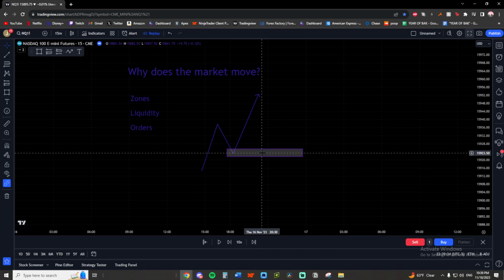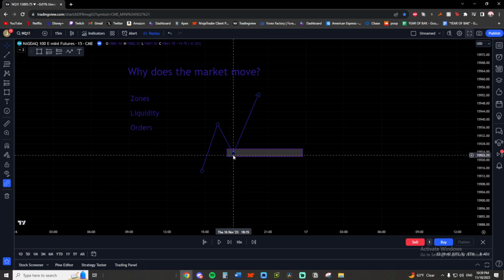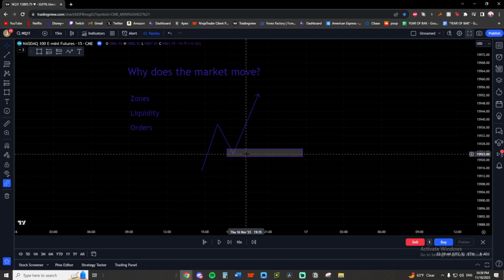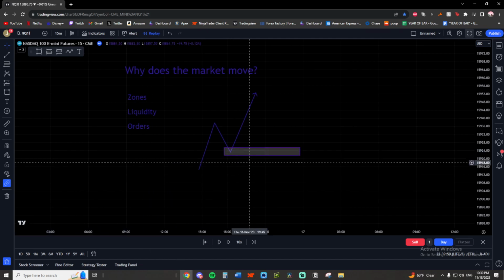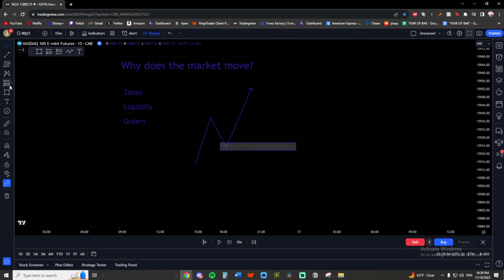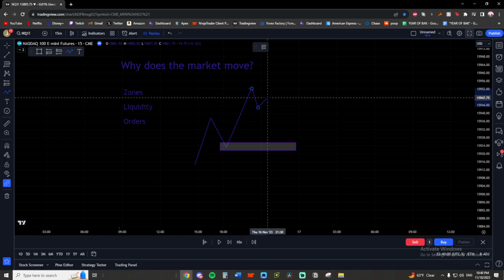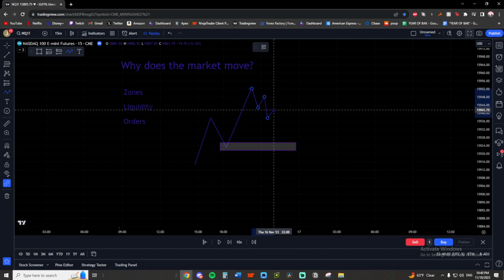Why are there orders left over? Because the move happened so fast that not everybody could get into the trade at that price, right? What happens is when the market moves so fast like that, orders get left over. So they're still sitting there waiting to get tagged in at this price to go up, right? So they're left behind, and what the market is going to do is come back down, right? It's going to seek out this liquidity.